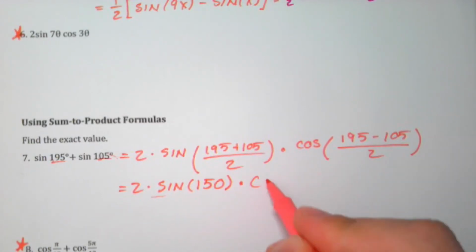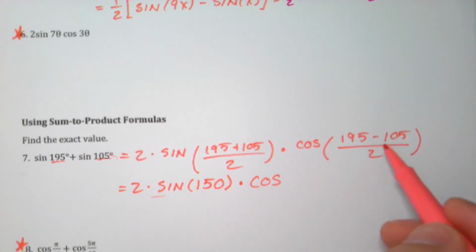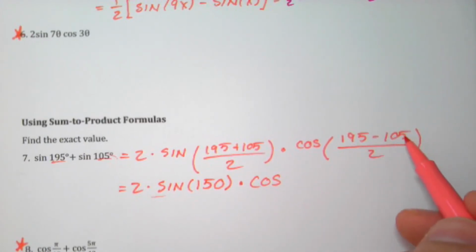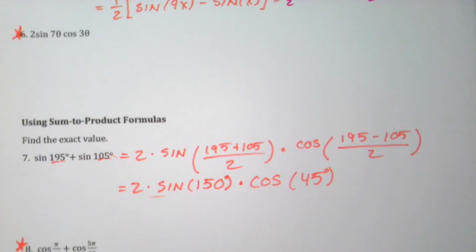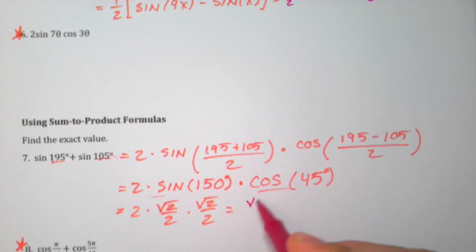And then cosine, we look at the difference of these two, and we're going to end up with 90 degrees, but we divide it by 2, so that's just cosine of 45 degrees, which again, we know that value. So at this point, we're just making those last little bit of substitutions. We know sine of 150 is going to be root 2 over 2. Cosine of 45 is also root 2 over 2. And like we're seeing in 5.4, that last little bit of simplifying, multiplying these fractions out, we end up with simply a square root 2 over 2.